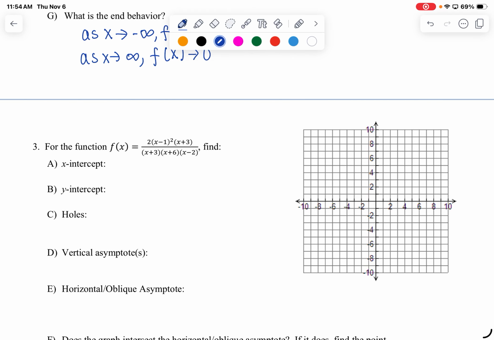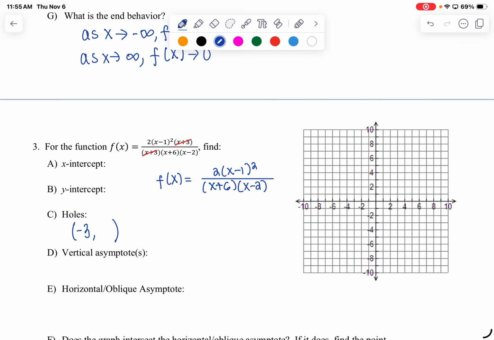All right, here's another one which is already factored for us, which I am appreciative of. I see that there is a hole in the graph because there's a common factor of x plus 3. Set that equal to 0 and I get -3. Now I'm going to write down what I have left and use that for the rest of my graphing. f of x equals 2 times (x minus 1) quantity squared over (x plus 6) times (x minus 2).